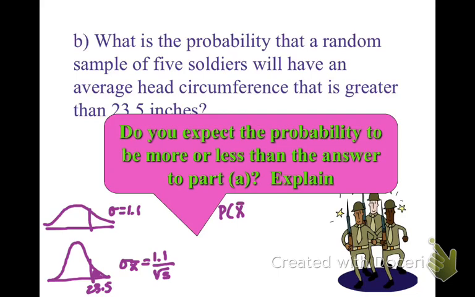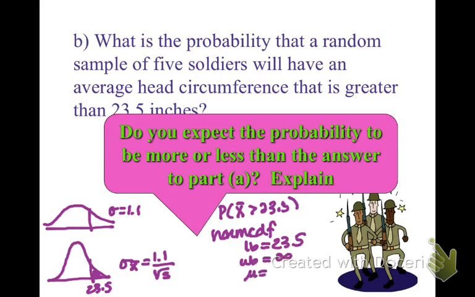So we can calculate the probability that X bar is greater than 23.5. Again, this is a normal CDF. My lower bound is 23.5. My upper bound is something very large. My mean of my X bars is just equal to the true mean from the population, which was 22.8, and my standard deviation is now 1.1 divided by the square root of 5.